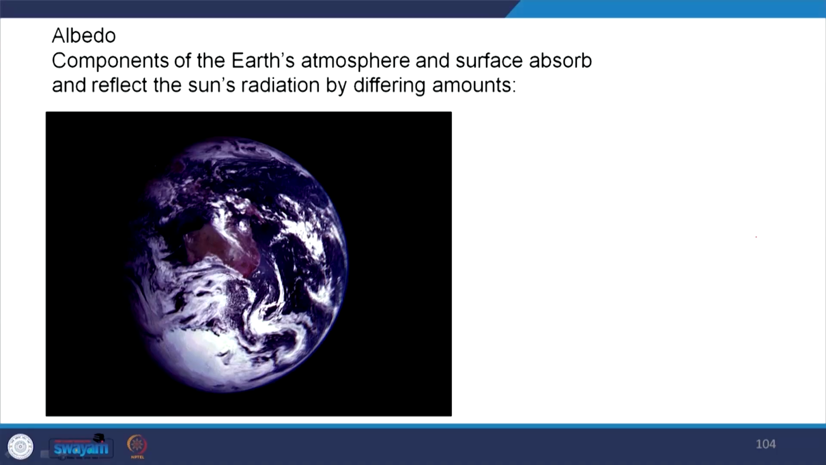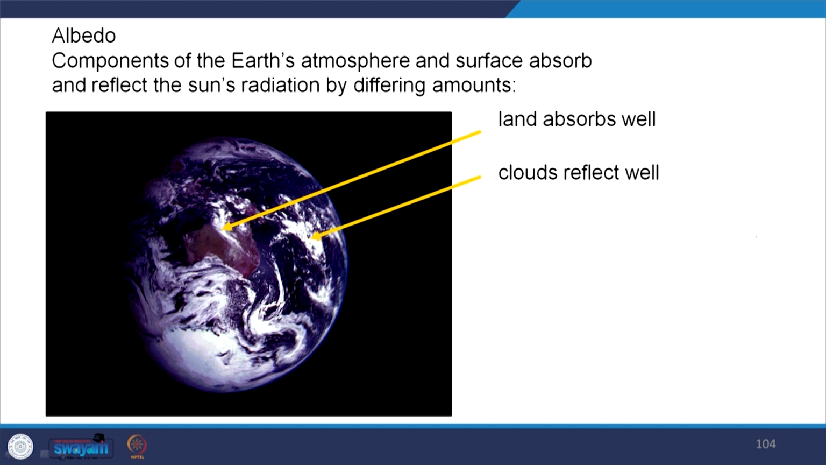Now, several other aspects pertain to the atmosphere and to the radiation that is emitted or absorbed by the planet's surface and atmosphere. What you see is that the components of Earth's atmosphere, or the Earth system itself, absorb and reflect the sun's radiation by differing amounts. That means not all the parts of the Earth system absorb equally. Some parts will absorb more radiation and some parts will absorb less. If you look at this picture, you will see that land absorbs very well. That means the incoming solar radiation is well absorbed by the land. Clouds reflect well. That means clouds have the ability to reflect radiation away, so the clouds are stopping the solar radiation from entering the Earth's atmosphere.